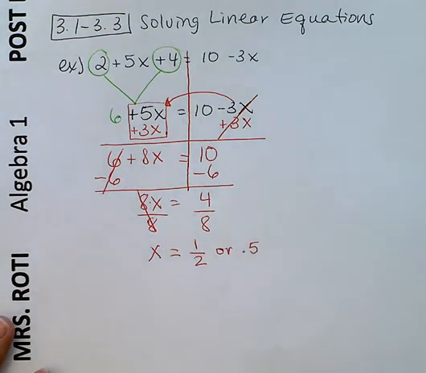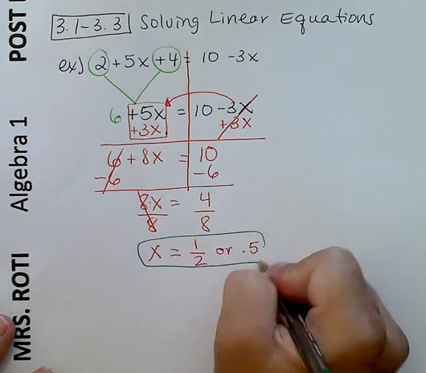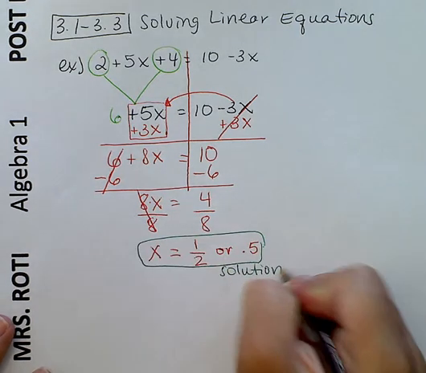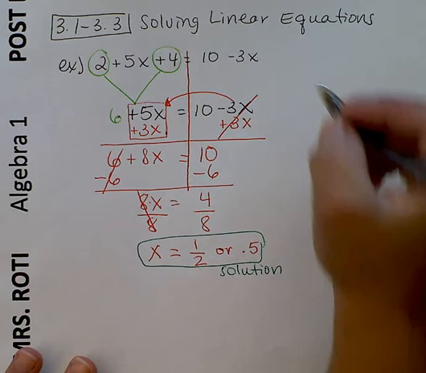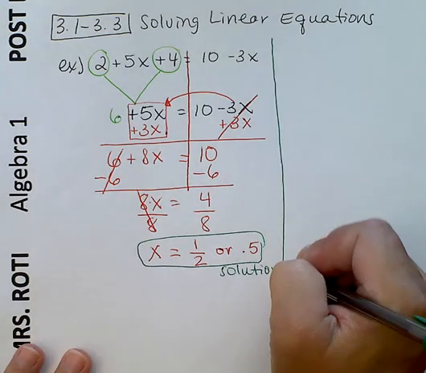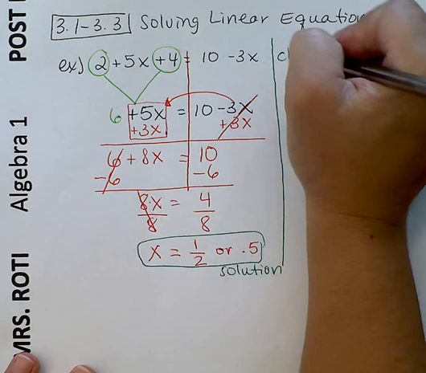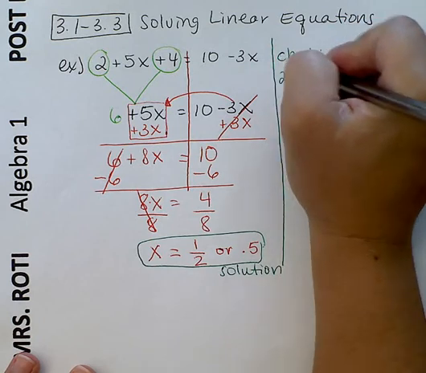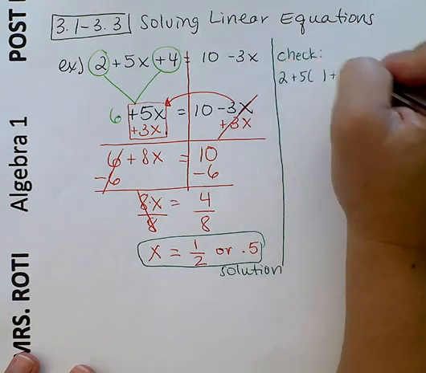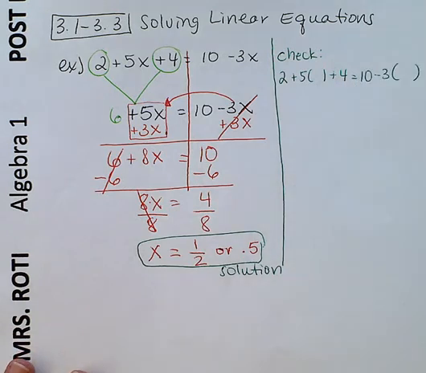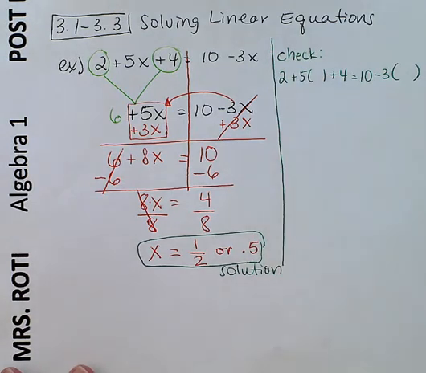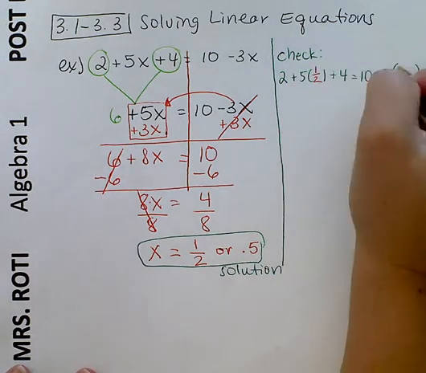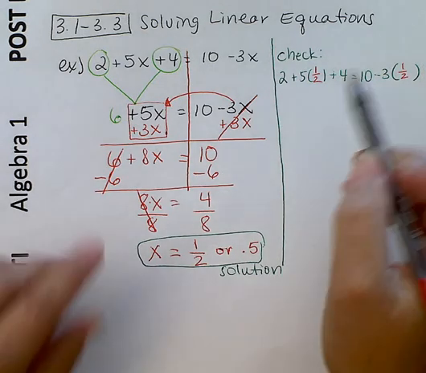Remember that this final answer is called a solution. And you need to know that both of these answers mean the same thing. So you can use your calculator to check. We also can check our solution by plugging back in. Checking means wherever you see an x, you are now going to put that solution or answer that you had. Notice that I left spaces for our solution. You can either use 1/2 or 0.5. Here's where I got it from.